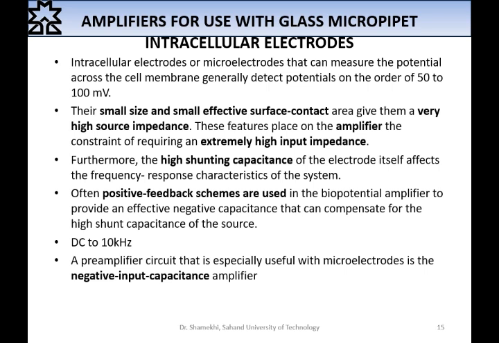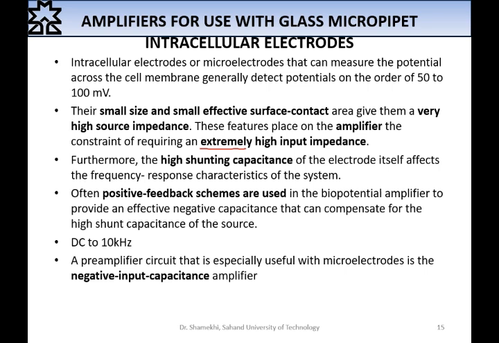amplifiers. Their small size and a small effective surface contact in intracellular electrodes give them a very high source impedance. These features place on the amplifier the constraint of requiring an extremely high input impedance. For example, 1 giga-ohm as input impedance of our amplifier.